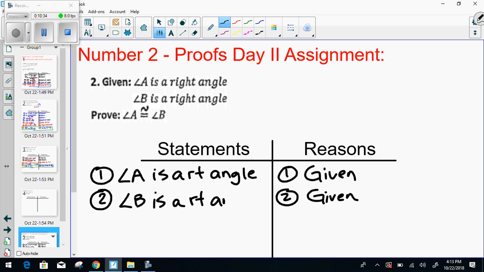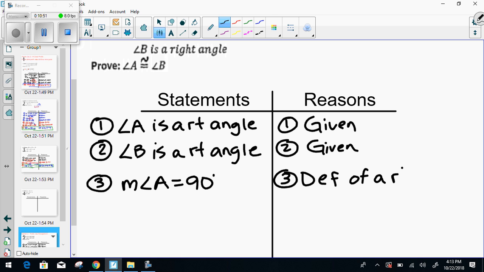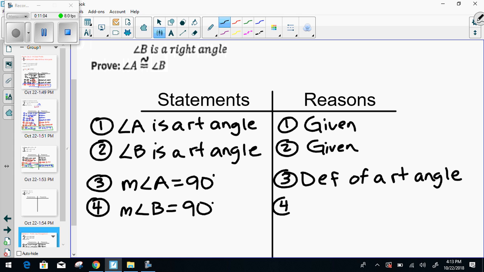Well, we know that right angles are equal to 90 degrees. That's by definition. So let's go ahead and conclude that the measure of angle A is equal to 90 degrees. That's the definition of a right angle. That's what makes the right angle a right because it has 90 degrees. Same thing with angle B. This is also a right angle by the same reasoning. Definition of a right angle.